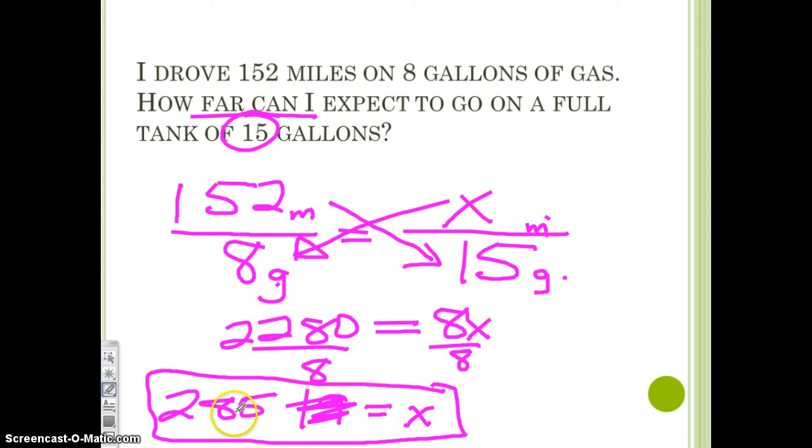2,280 divided by 8 is equal to 285. We should be able to go 285 miles on 15 gallons of gas.